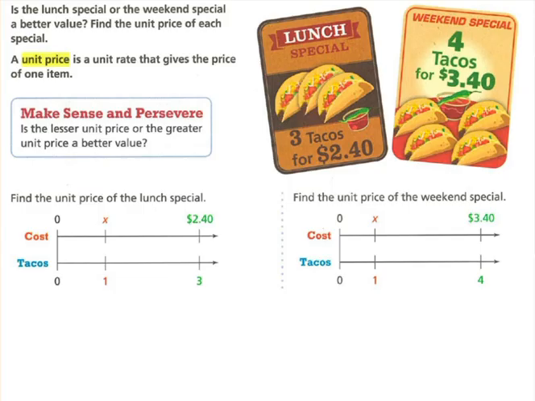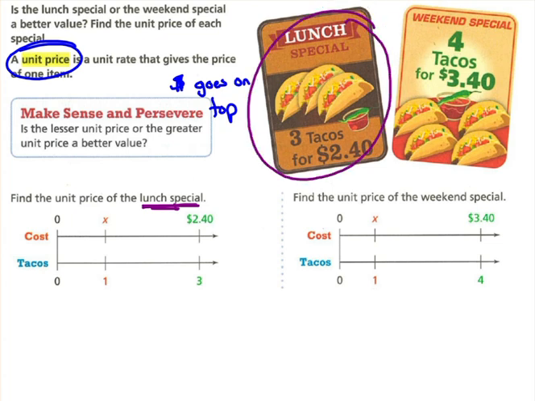All right. Now we have something called a unit price. So a unit price is really just a fancy way of saying a unit rate, but it involves money. And the key is anytime we're doing a unit rate or a unit price, the money goes on top when we set up our rates. Okay? So we want to find the unit rate for the lunch special. So our lunch special is here. It's 3 tacos for $2.40. So $2.40 for 3 tacos. We want to find the unit price, meaning we want to find out how much it is for 1.